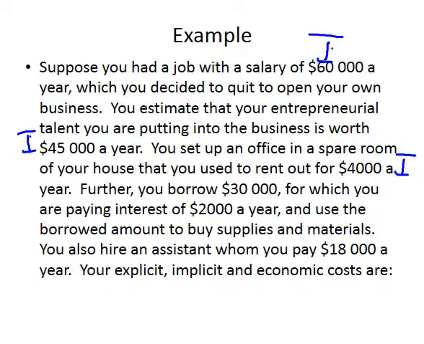Furthermore, you borrow $30,000 and you're going to use that to buy supplies and material. On top of that, you have to pay the bank $2,000 a year in interest for the use of those funds. So if we look at the $30,000 that's been borrowed to buy supplies and materials, that would be an explicit cost. You're actually paying the supplier. In terms of the $2,000 a year for the bank interest, you're actually paying that to the bank, and that's part of your explicit cost. You have to pay that out of pocket. And lastly, you hire an assistant who you pay $18,000 a year. Again, paid out of pocket, an explicit cost.